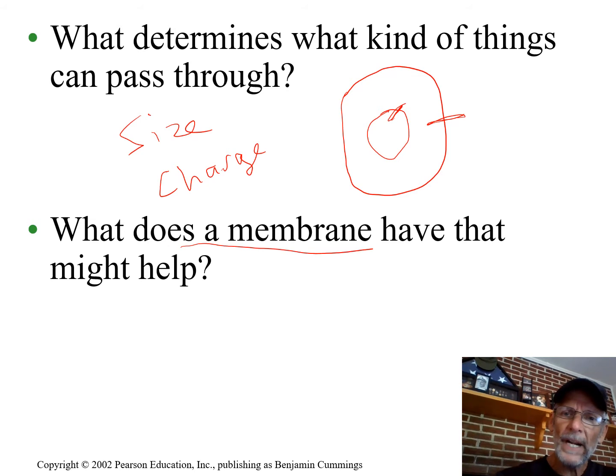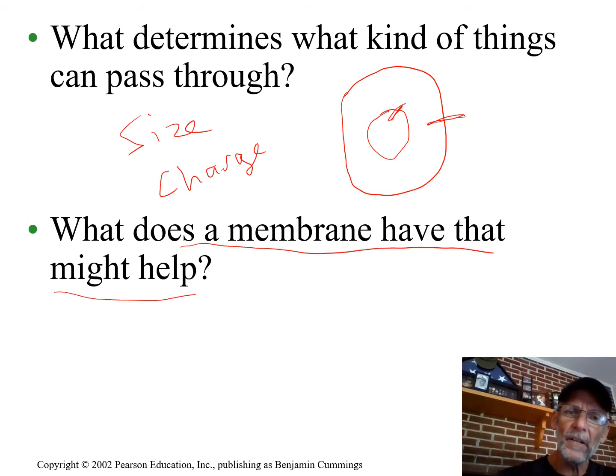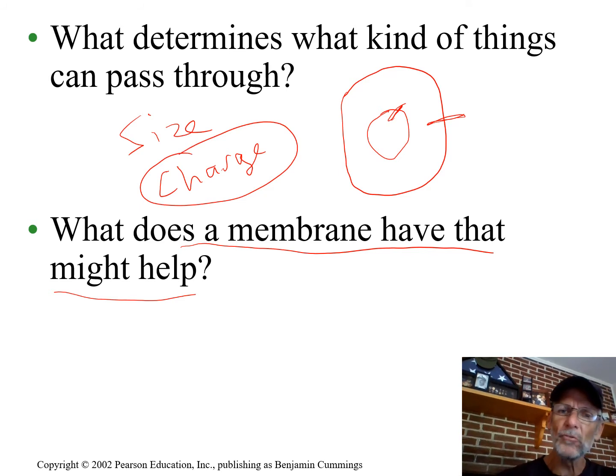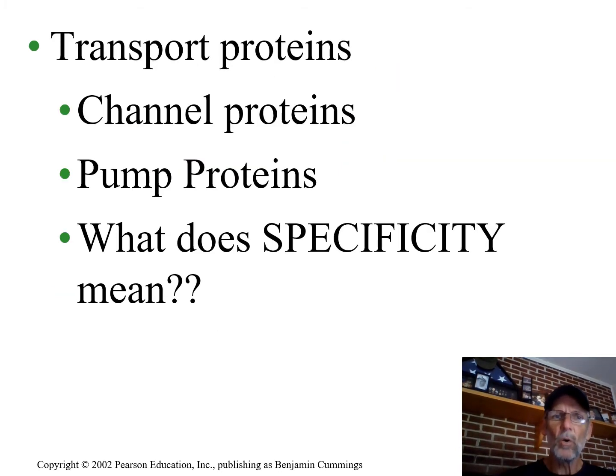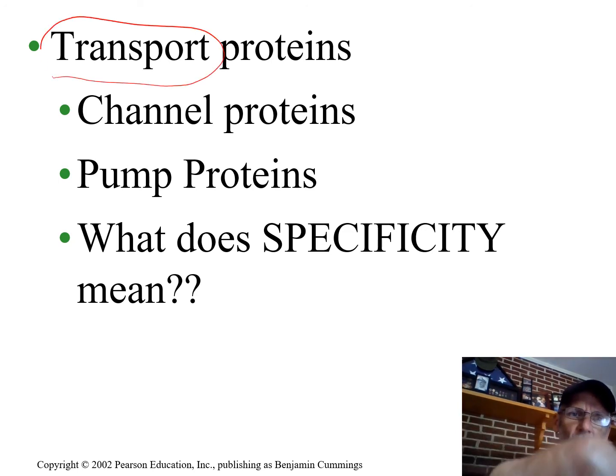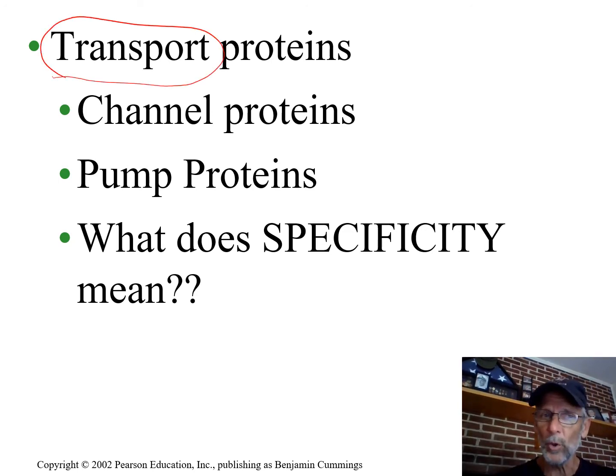What does a membrane have in it that might help something get through if it's charged and it can't get past through that lipid bilayer very well? Well, that's the proteins in it. So here we go. Now that we have that kind of set up, the structure of a membrane has everything to do with its function. So we have different kinds of proteins that help in transport. So we can call them all transport proteins.